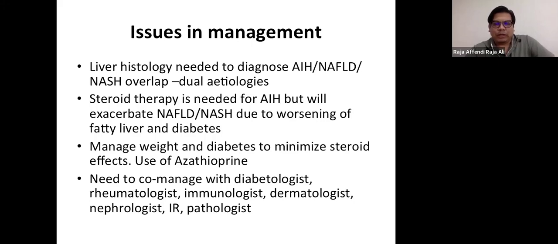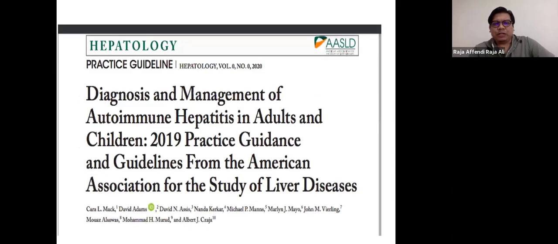Use of immunomodulators is reasonable, and of course we need to co-manage not only with our colleagues but also with dermatologists, diabetologists, and rheumatologists. Those are using a lot of immunomodulators, including nephrology. Sometimes in Malaysia we get a lot of SLE coexistent with AIH, quite important in terms of co-management of the patient. These are the recent guidelines in terms of diagnosis and management of AIH, both in adults and in children.